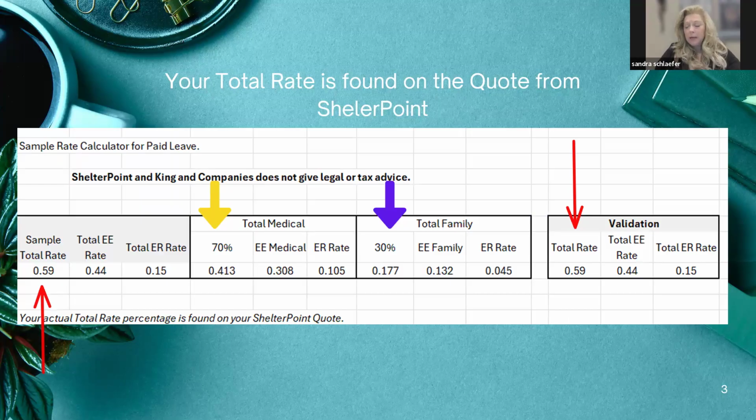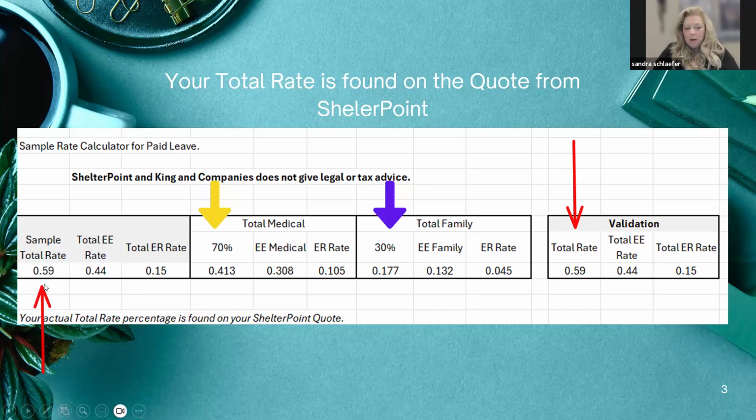So this is just a sample rate calculator. This sample rate would have been whatever was on your quote as your rate. And then whatever you're going to charge your employee, that would be this rate. And then the remainder, the balance, would be what you as the employer would pay. Now, this obviously is a small employer because they're not attributing 50% of this 0.59. They are only, as an employer, having to do 0.15.